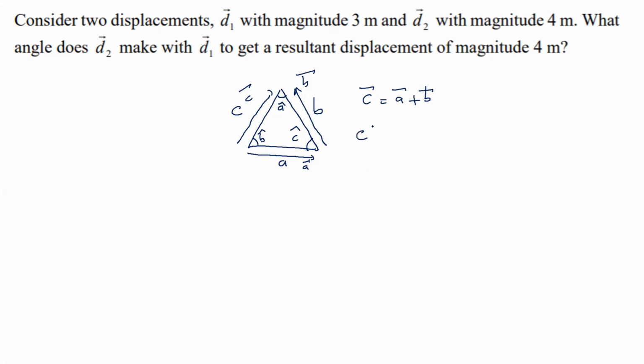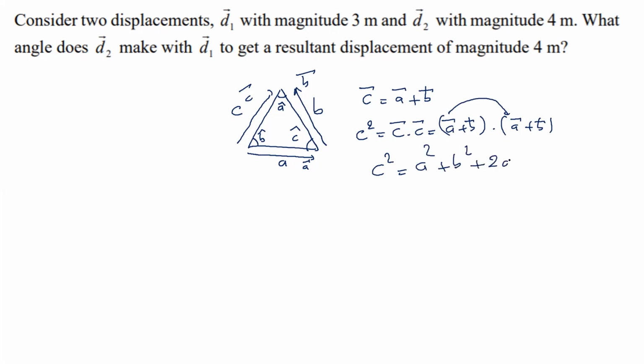Now let me calculate the magnitude of C square. The magnitude of C square is just C dot C. That means what? It will be (A plus B) dot (A plus B). So that means C square is equal to, now I distribute here, A square plus B square plus 2 times A dot B vector. So this will give me C square is equal to A square plus B square plus 2 times AB cosine the angle between A and B.